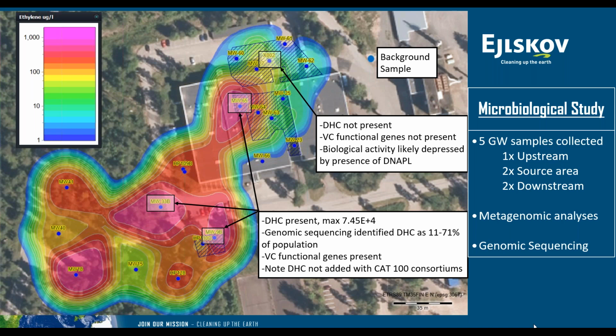And the one thing that you'll note, my last bullet in that bottom text box, is that DHC is not added with consortiums. So using that background sample, we can determine that there was some DHC present in that source area where we have DNAPL. Probably not much, just because of the concentrations there, but it is present, and by the addition of the complex carbohydrates as part of the CAT 100 blend, we're able to boost the DHC populations to get complete conversion down to ethylene.